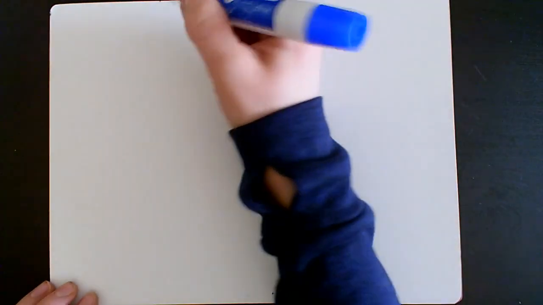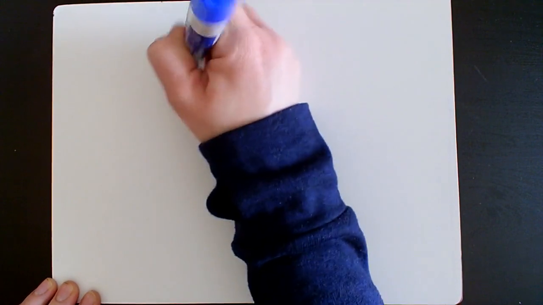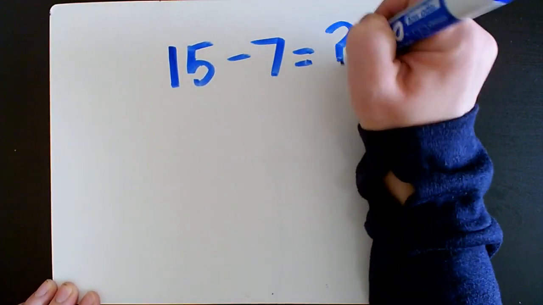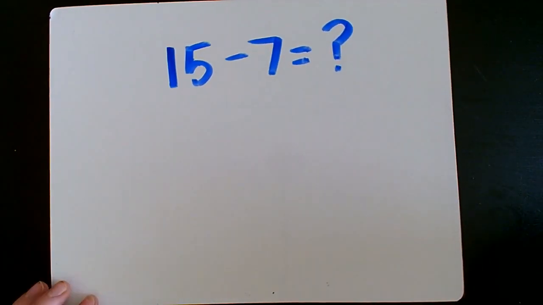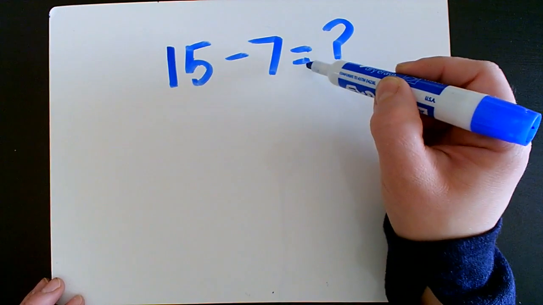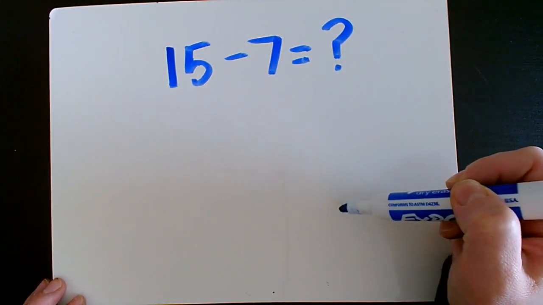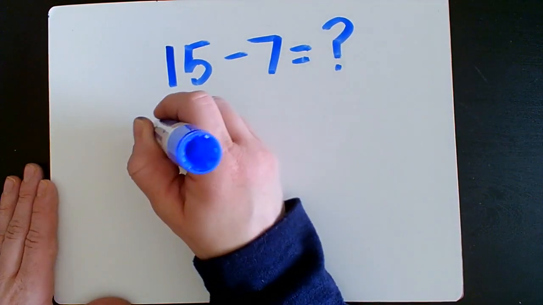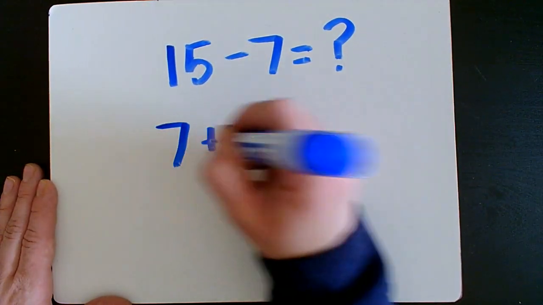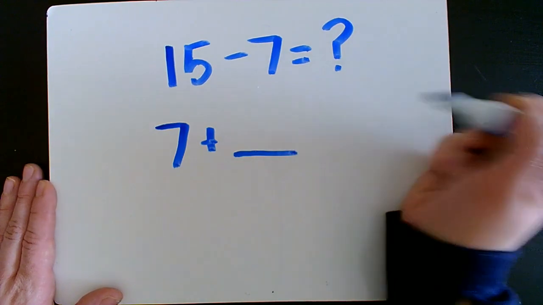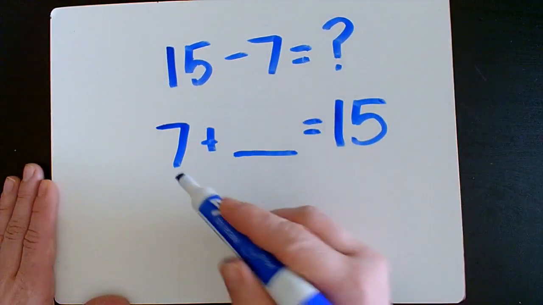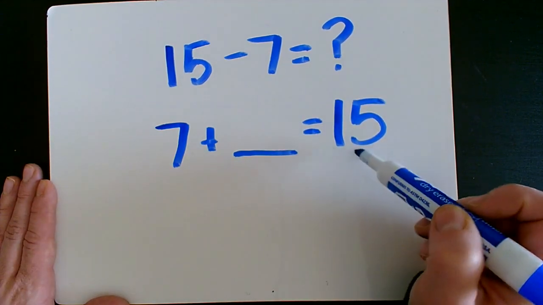Okay, let's try 15 minus 7. And we're not sure. Okay, 15 minus 7. Let's rethink about this subtraction sentence as an addition sentence. So this time, instead of drawing, let me just think about this. I could write 7 plus something equals 15.